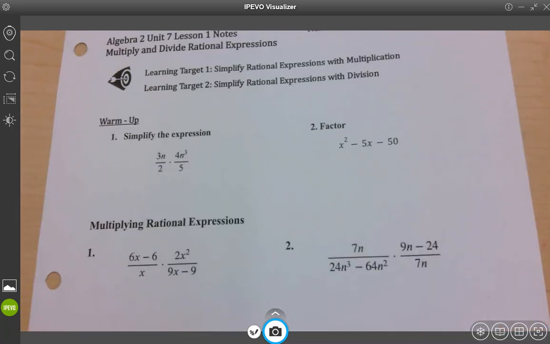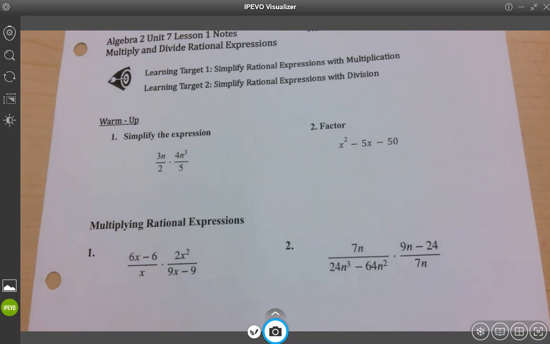Our new unit is about rational functions. Rational functions are simply functions that have fractions. If you think about it, a ratio can be a fraction, right? So a rational function is a function that has a fraction where the variables are in the fraction.